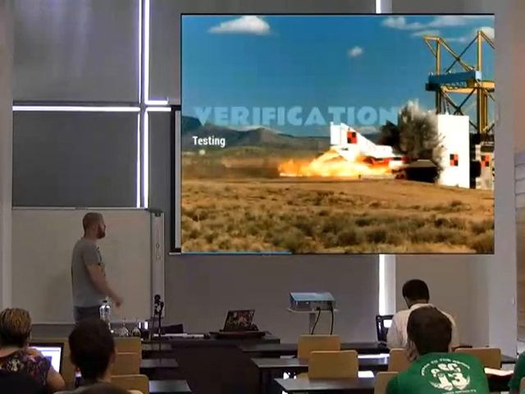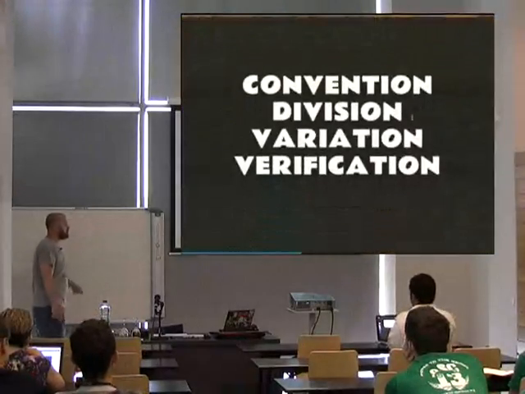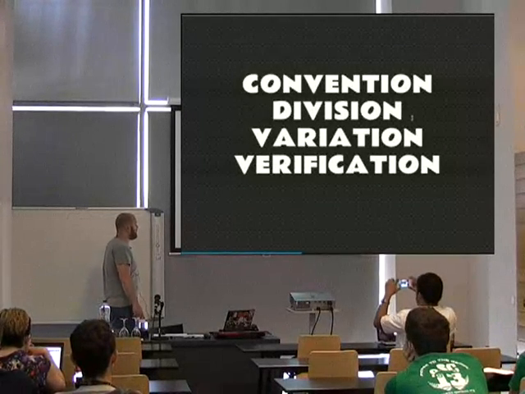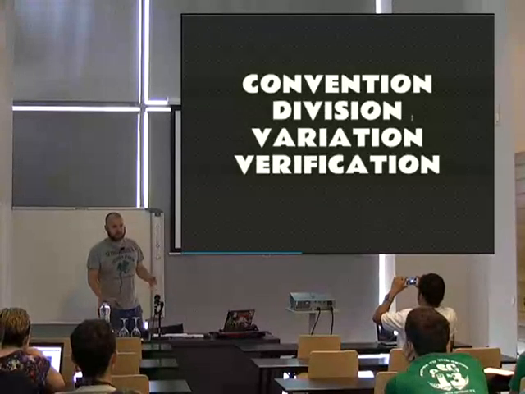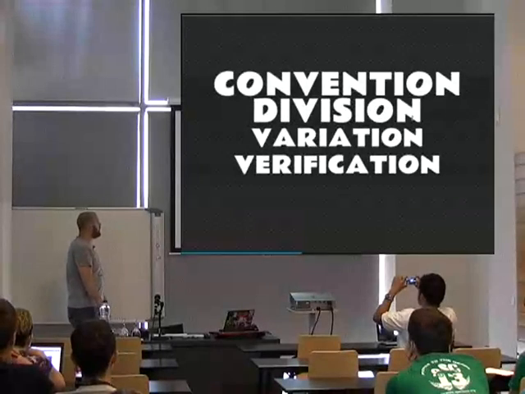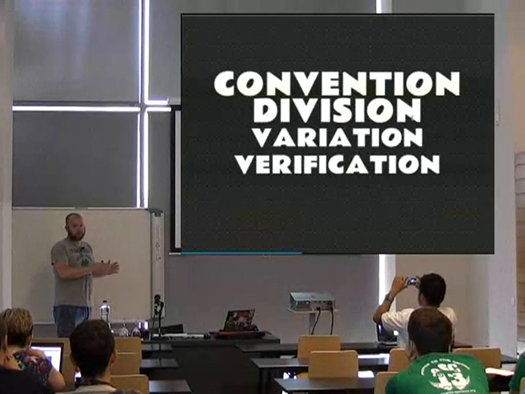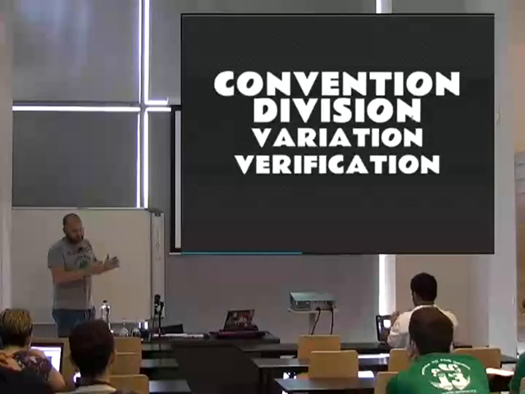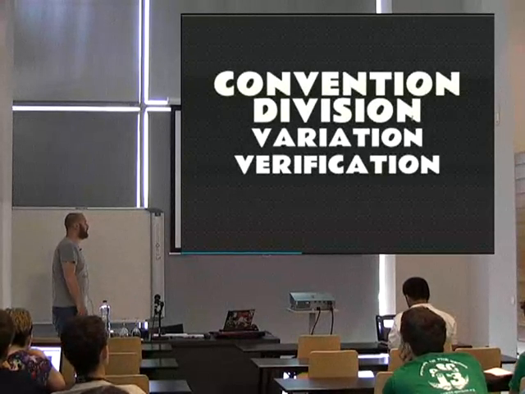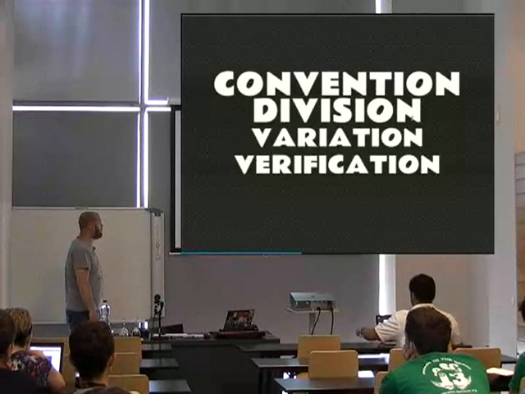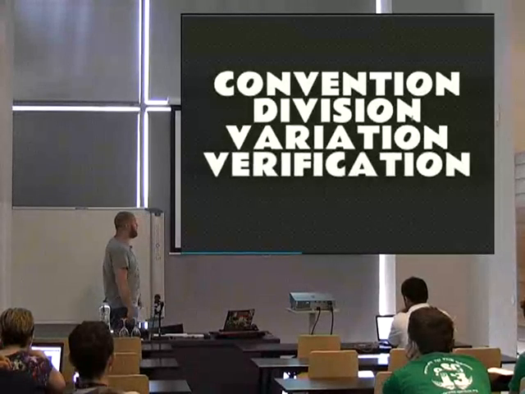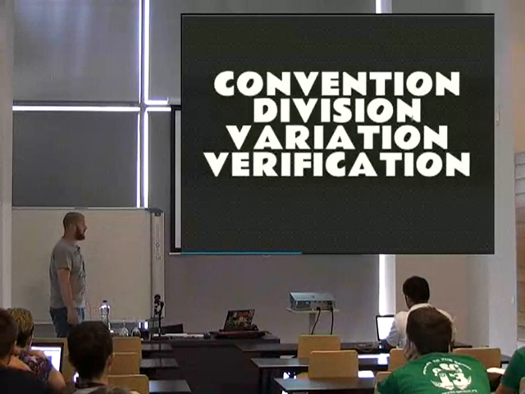So these are the core philosophies behind Rails. It's convention. Only if you want to do it your way, you have to configure stuff. It's division. Your app is partitioned in certain parts that have a specific duty to fulfill. It's variation, don't repeat yourself. And it's verification, test stuff.